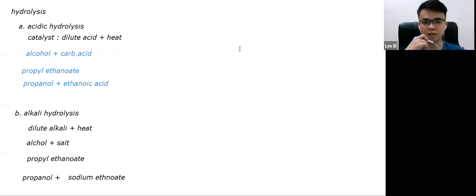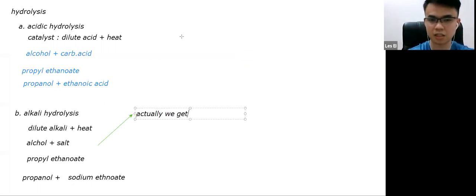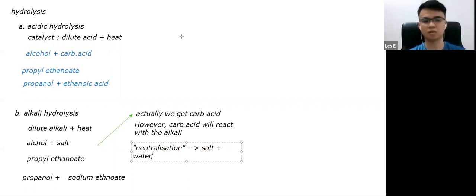The question is why I get salt instead of the carboxylic acid. So try to understand this step well, okay? Actually, we get a carboxylic acid. However, the carboxylic acid will react with the alkali. That means a neutralization takes place, so you will have salt and water. That's why the product right now is no longer the carboxylic acid, but it becomes sodium ethanoate. Why suddenly sodium? It means the alkali that you use is NaOH.